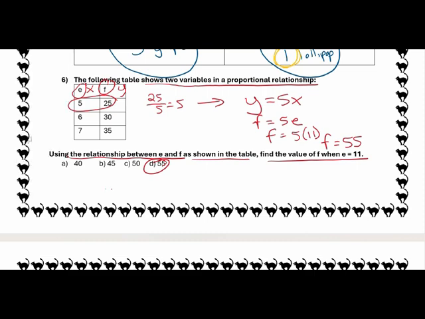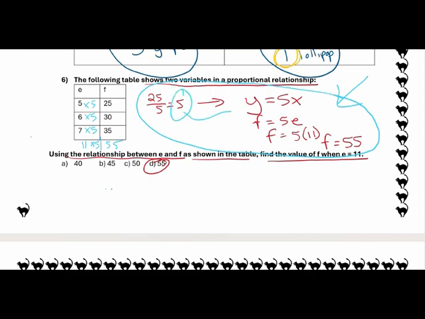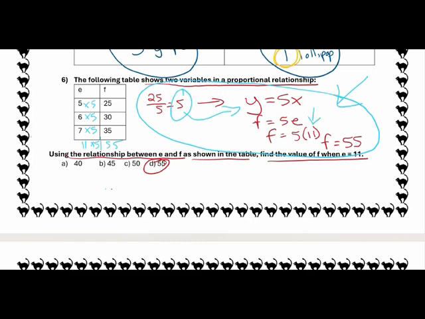Or there's an easier way of doing it, knowing that for this one, it works out this way. I'm multiplying by 5 each time. So if e is 11, I multiply by 5 and I get 55. So there's different ways of doing it. The way that they wanted us to teach you was this way: you find that unit rate, you make an equation, you substitute an answer, and get a solution. That's how they want us to teach it to you.